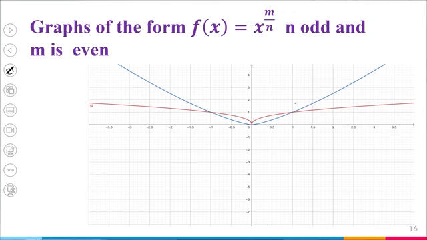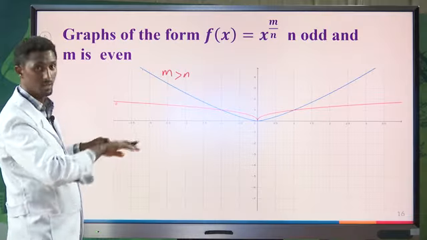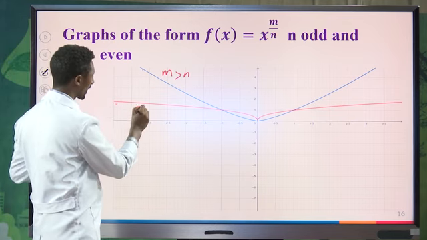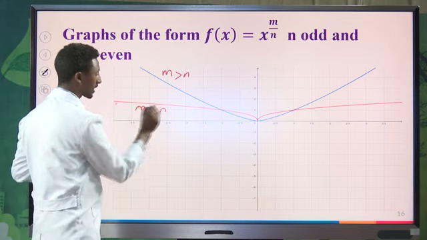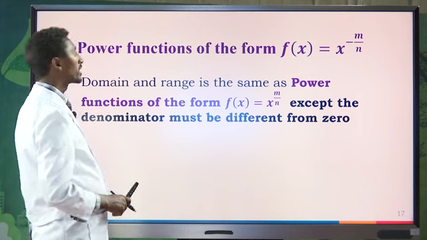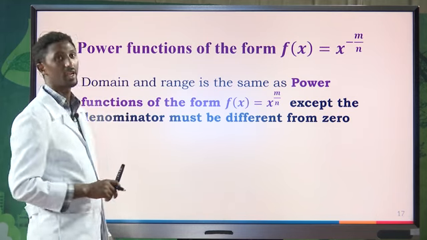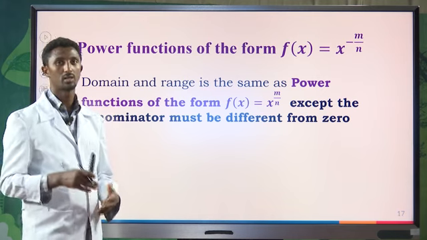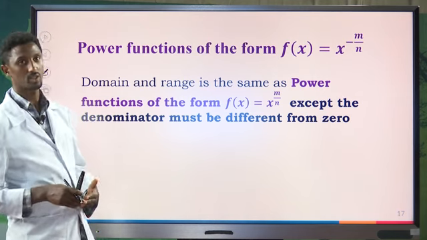Like when m is greater than n. And the second one, it bends downward. This one, when m is less than n. Then power function of the form f of x equals x to the power of minus m over n, when the power is a negative number, how can we determine domain and range?